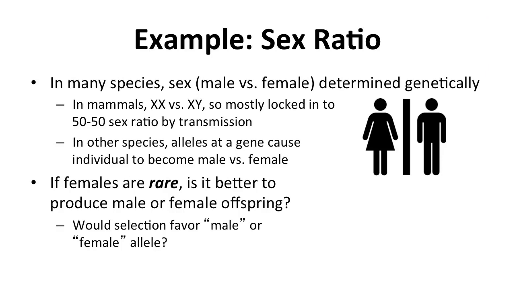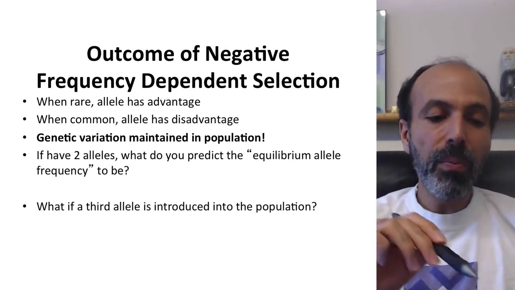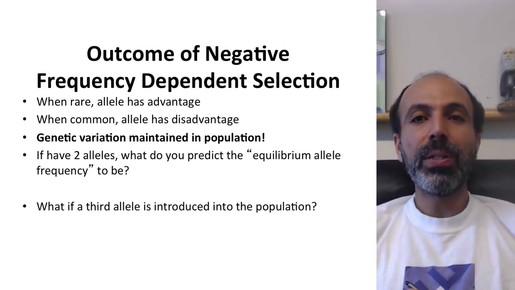It's probably better to produce the rare type because you're more likely to mate. If you produce the common type, you're very likely not to mate. When you're rare, this rare allele has an advantage. As it becomes more and more common, it loses its advantage and eventually can go to a disadvantage. This will maintain genetic variation in a population.